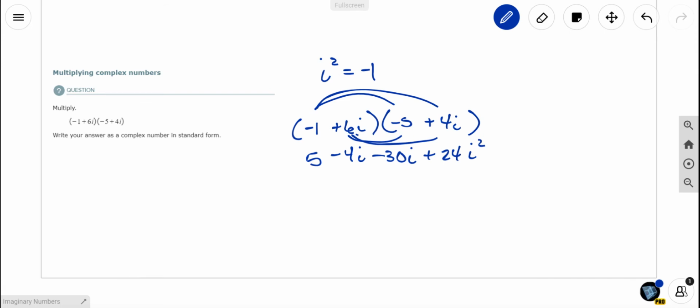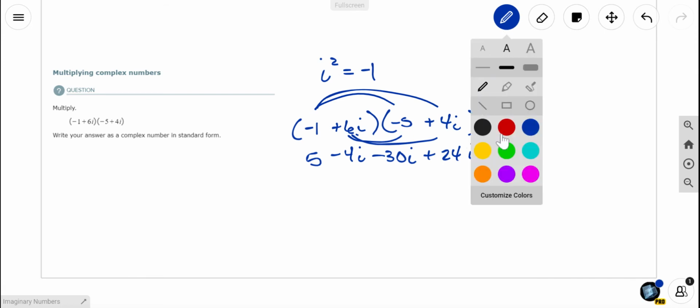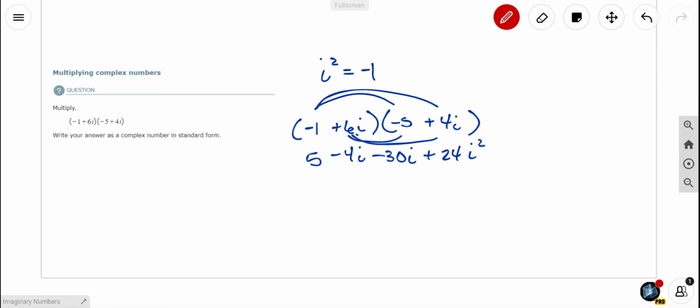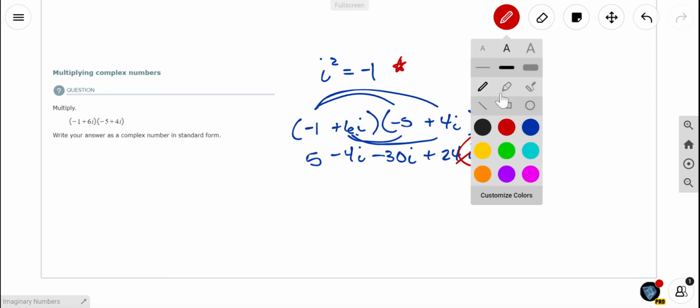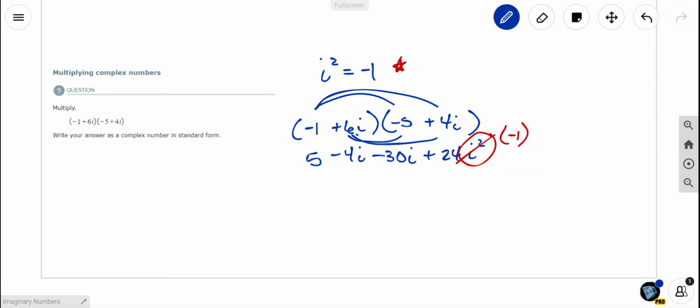Okay, so now you got to come here and simplify it. So when you simplify it, you got to look that i squared by definition, right here, i squared is equal to negative 1. So what this really means is 24 times negative 1. Okay, and then you come back and you're going to add real terms. So real, well, I'll rewrite it.